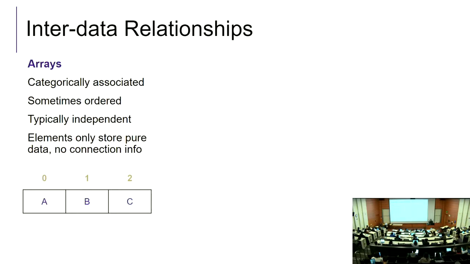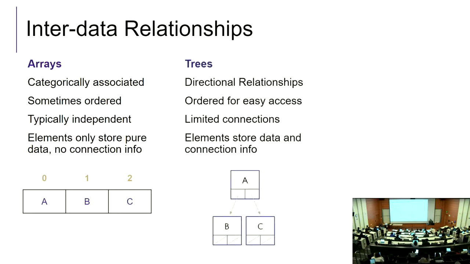So arrays store elements. They maybe store a bit of order, but there's not really an enforcing of the order, right? It's not like just by the actual structure of the array, something at index 0 inherently comes before the thing at index 1. We could use them that way, but that's not built into the structure of what an array is, right? So we think of these as just sort of categories.